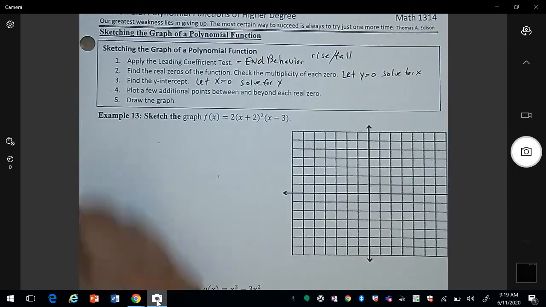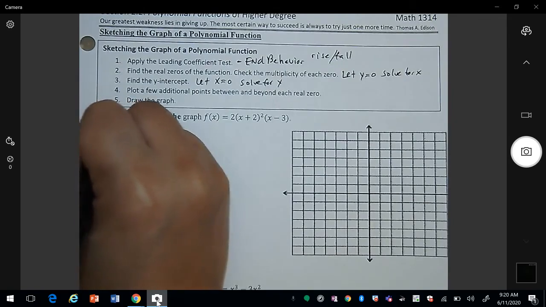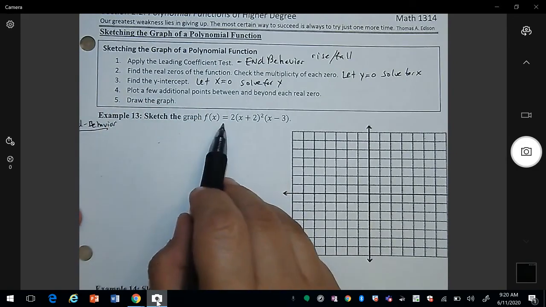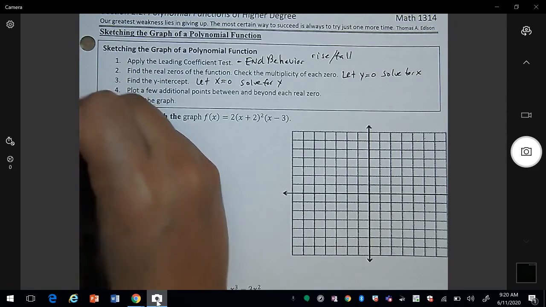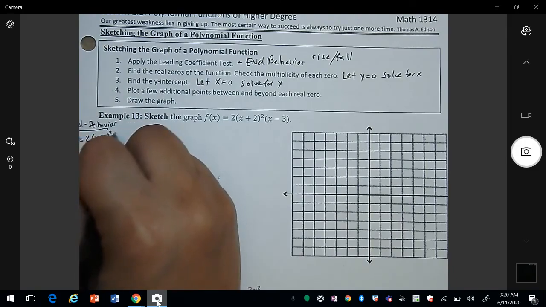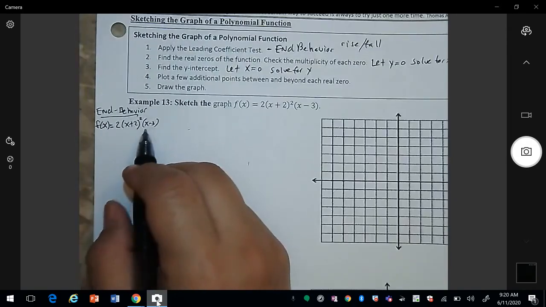So the first thing to do is find the end behavior. So the end behavior for this polynomial is going to be, let me just write it out. We need the degree and the leading coefficient.